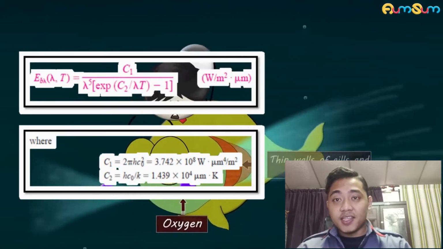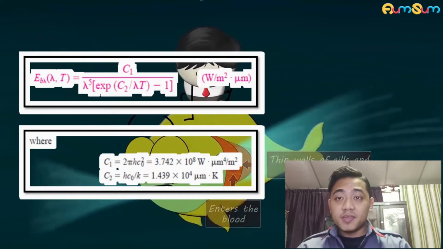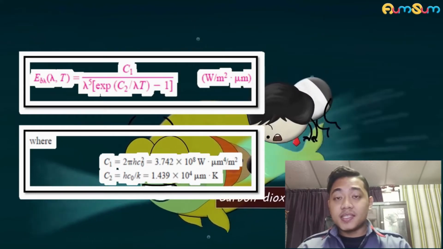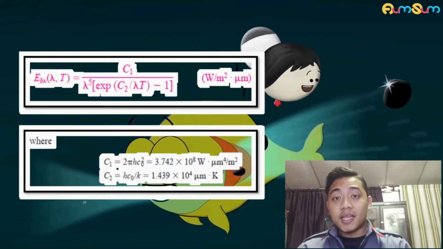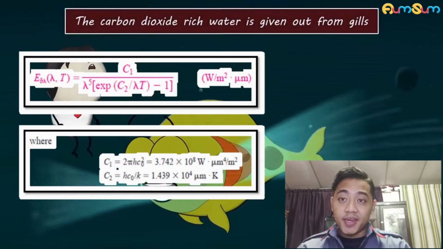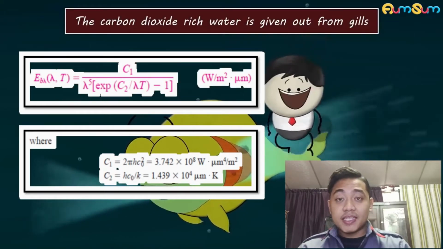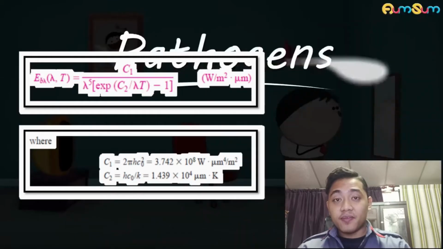This relation is valid for a surface in a vacuum or a gas. For other mediums, it needs to be modified by replacing C1 by C1 over n squared, where n is the index of refraction of the medium. Note that the term spectral indicates dependence on wavelength.